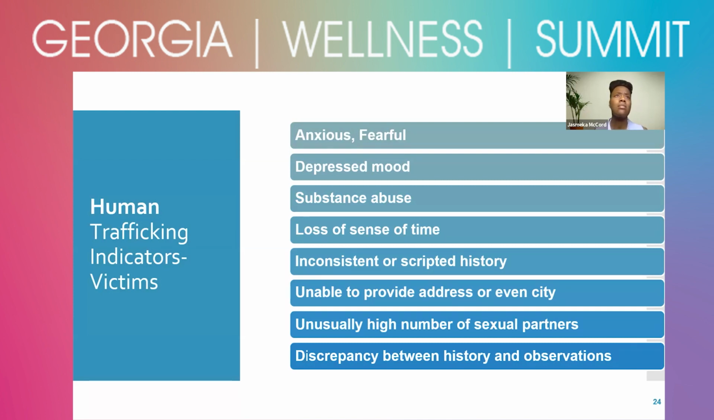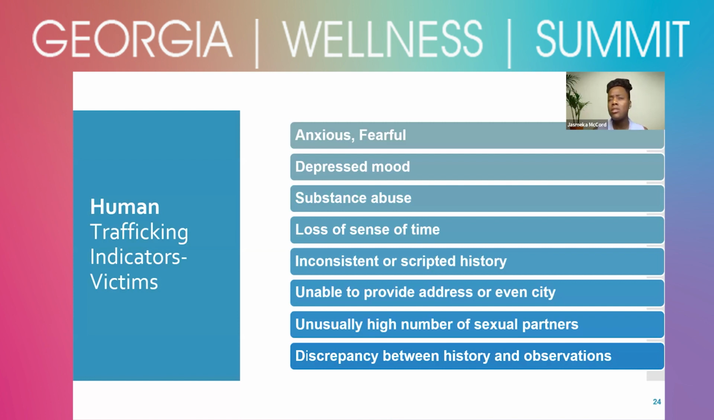They have inconsistent or scripted histories where they keep saying the same thing. And when you try to probe for more information, they're not giving you more details. Or it's inconsistent. One time they said this, the next time somebody else asked, they said that, and it continues to change. They don't know where they are. They don't know what their address is. When you ask them questions about their number of sexual partners, they can't give you a number. It's an unusually high number.